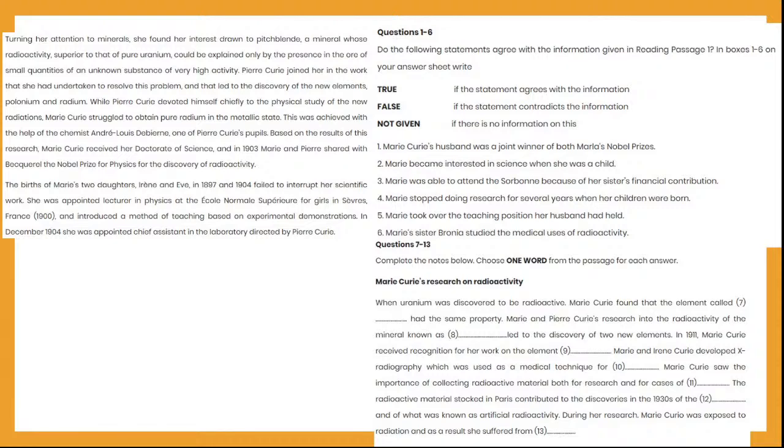Now they are mentioning 1911. So 1911 is a very simple term which we need to find. It is not mentioned anywhere till now. In 1911, Marie Curie received recognition for her work on the element called dash. No, nothing is mentioned about 1911 here. Nothing till now.